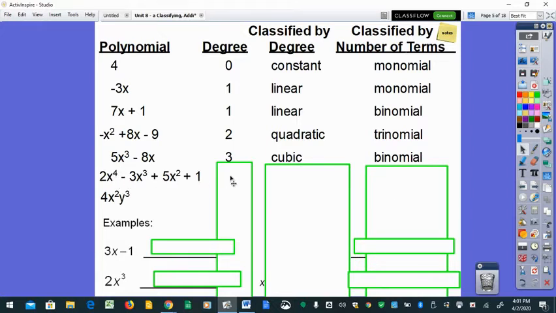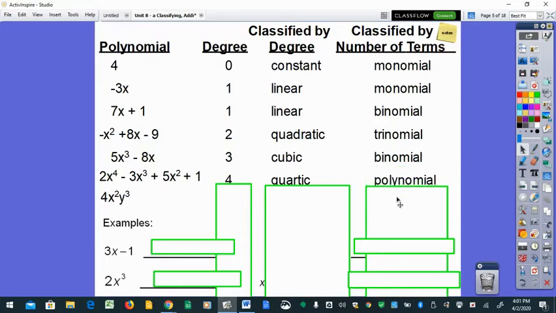Highest degree is a 4. This one is not in the book. He would be named a quartic, and we are beyond the trinomial, so we would just call him a polynomial. I'm just going to throw this last one in. We really don't work with it in Algebra 1. You will see it in Algebra 2, but if you have multiple variables, you would kind of just add those 2 together.